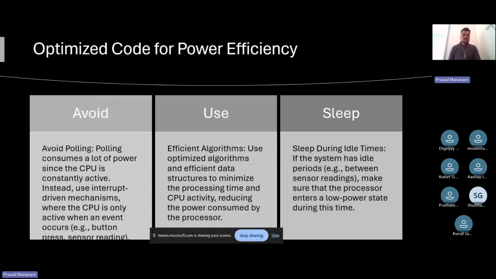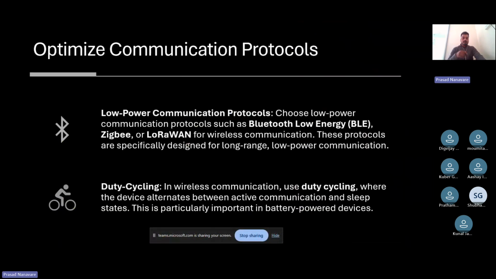Then optimized code for power efficiency. Also, there are a few key points that I have noted down here. Go through it when I share the PPT. And optimized communication protocols.